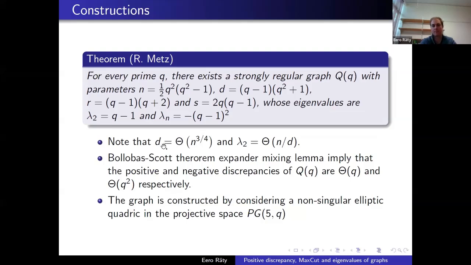Of course, at some point, this example is going to be worse than a random graph, but the tipping point occurs at the same place where our lower bound changes from root dn to n squared over d, or n over d for the second eigenvalue. So that's fine.